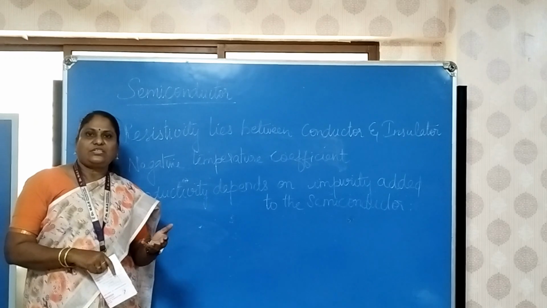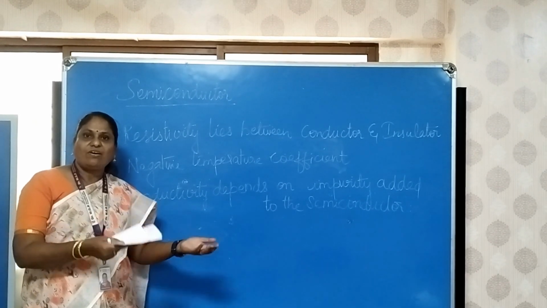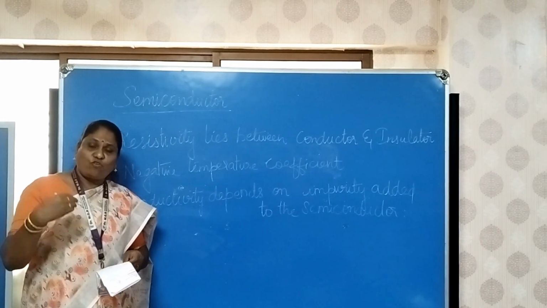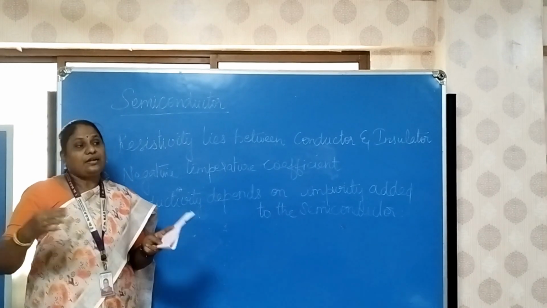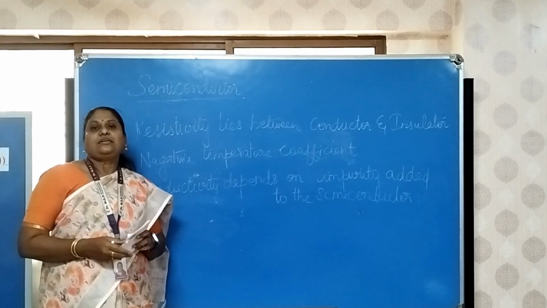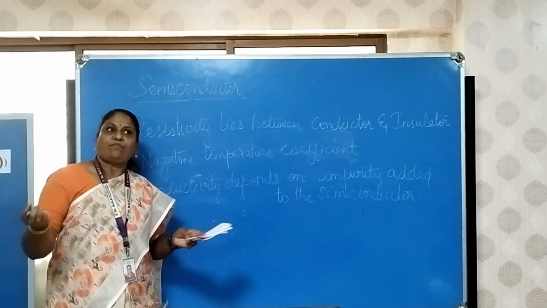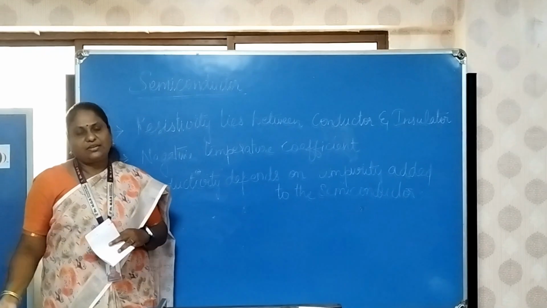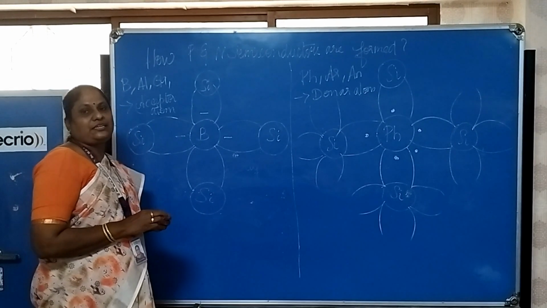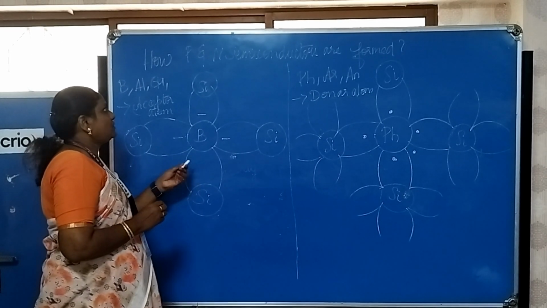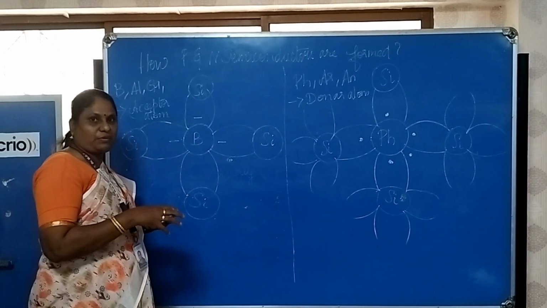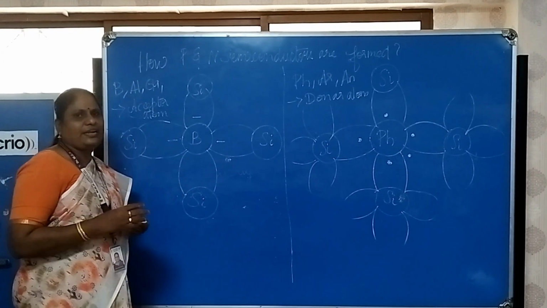So based on the impurities, whether it is a pentavalent impurity, when the pentavalent impurity is added to the pure semiconductor, then the N-type semiconductor can be formed. If trivalent impurities, that means the outermost shell has three electrons, are added to the pure semiconductor, then the P-type semiconductor can be formed. How are P and N-type semiconductors formed? First we will start with the P-type semiconductor. We are adding impurities to a pure semiconductor to get the P-type or N-type semiconductor.